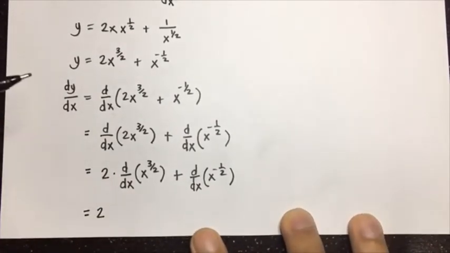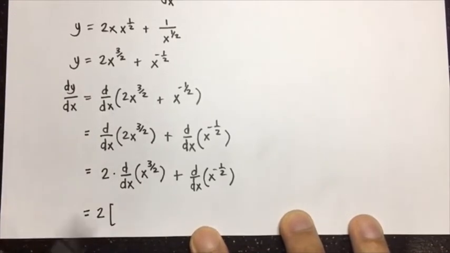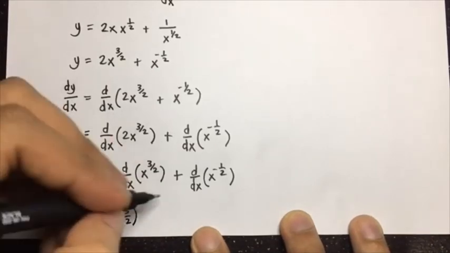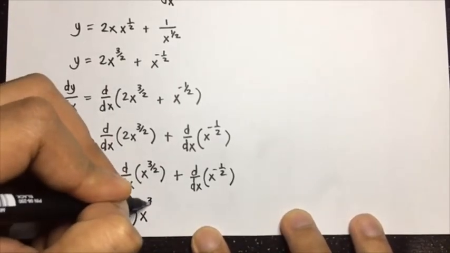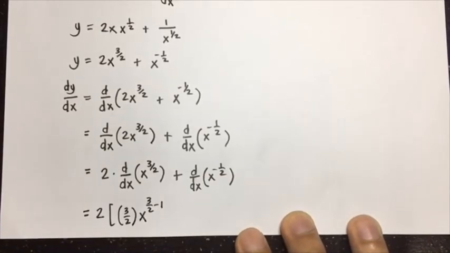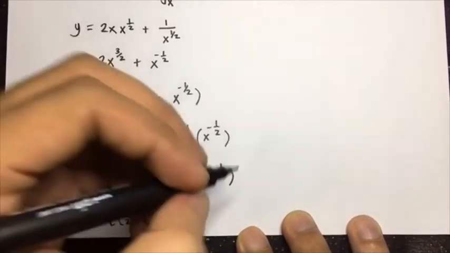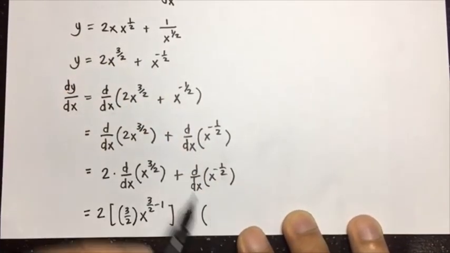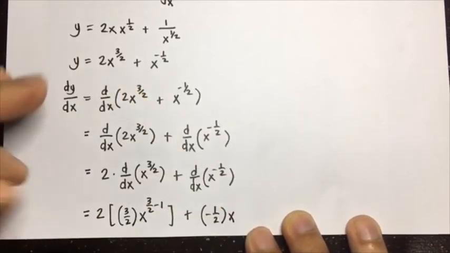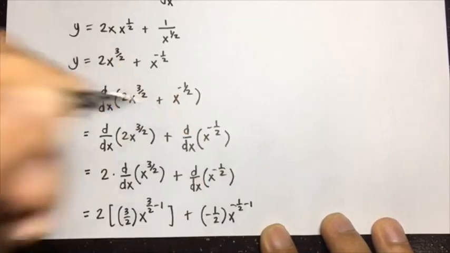So 2 multiplied by the derivative of this. So the exponent is 3 over 2. So 3 over 2 times x raised to 3 over 2 minus 1. Okay, plus, the derivative of this is negative 1 half x raised to negative 1 half minus 1.